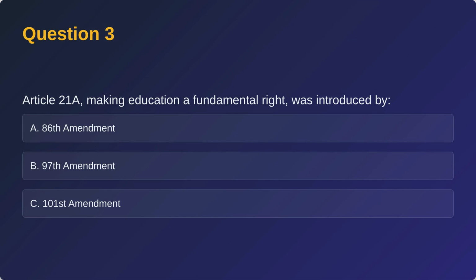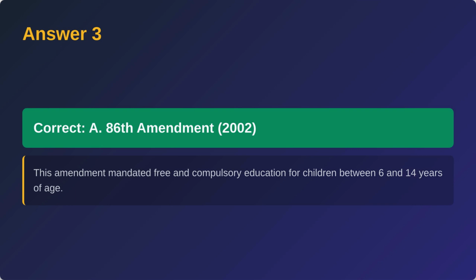Question 3. Article 21A, making education a fundamental right, was introduced by which amendment? Answer 3. The 86th Amendment, 2002. This amendment mandated free and compulsory education for children between 6 and 14 years of age.